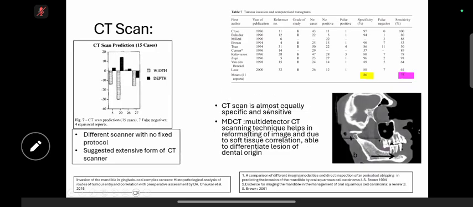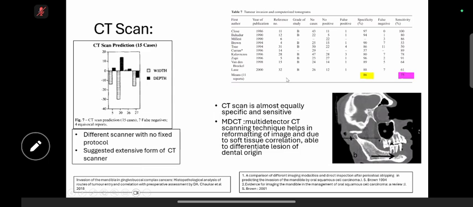Coming to the CT scan, in the 1994 article by Brown et al., they didn't find a very good result from CT scan. They concluded that it was because of the different scanner. They used a different scanner with no fixed protocol, and they further suggested an extensive form of CT scan.